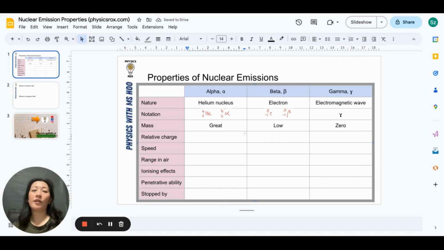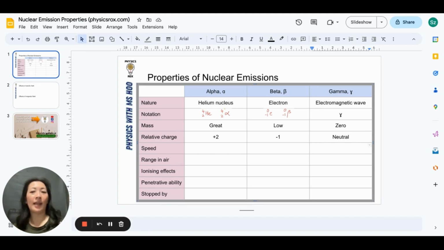Relative charge. So the relative charge in this case means, if we're comparing alpha, beta, and gamma, what are the values of the relative charge compared to one another? So is it positive? Is it negative? If so, by how much? Because alpha has 2 protons and 2 neutrons, the 2 protons make it positive 2. The neutrons, of course, are neutral. Beta is an electron, so the charge is -1, while gamma is neutral because it does not carry any charge.